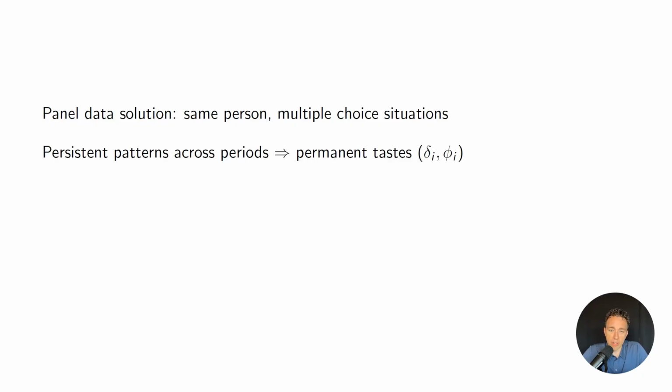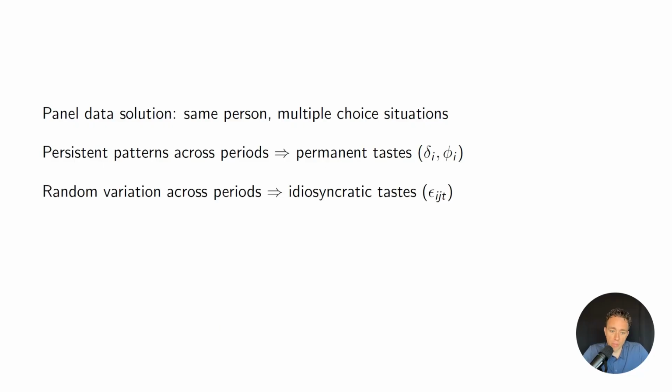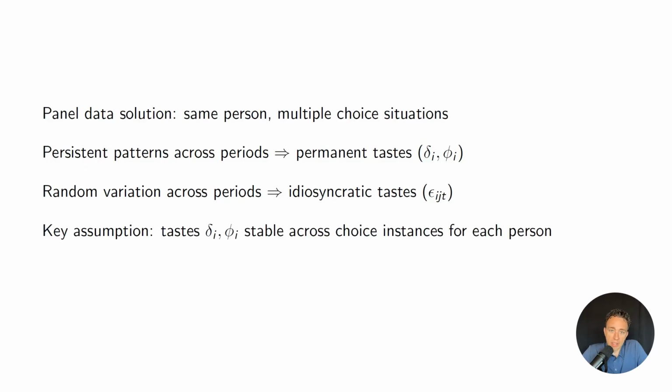So the idea is that if there's persistent patterns across different periods or different choice situations, then that's going to load on the permanent tastes. If there's more random variation in the choices across periods, then that's going to load on the idiosyncratic part of the tastes. And here we've added a t subscript for epsilon ijt to emphasize that this is across multiple time periods.